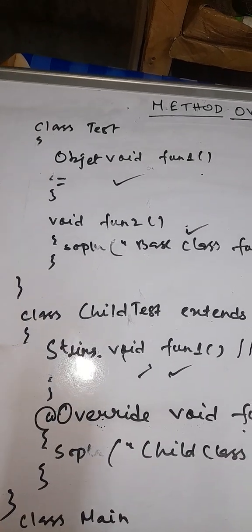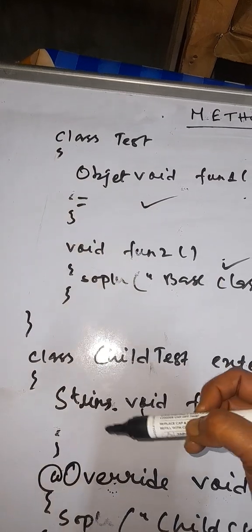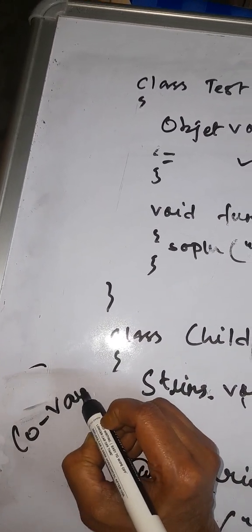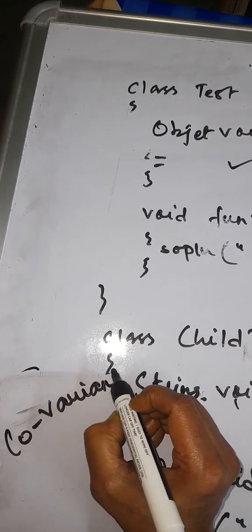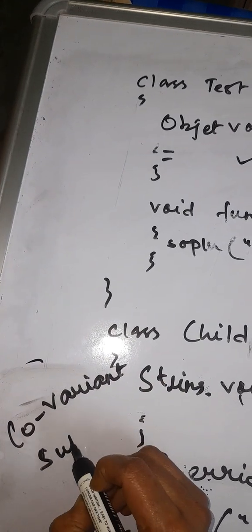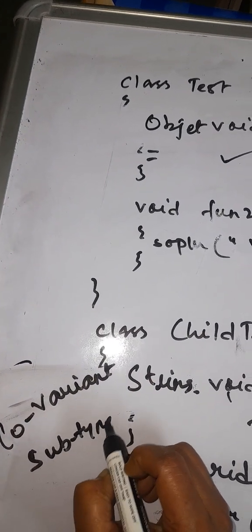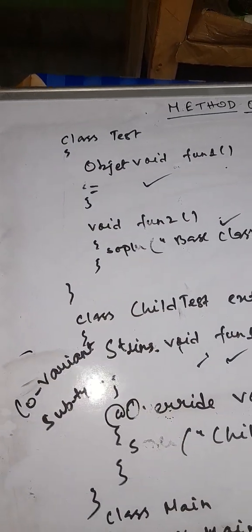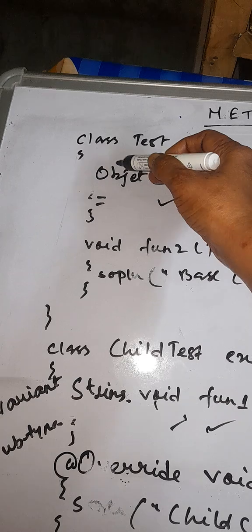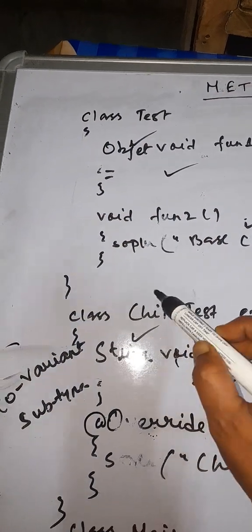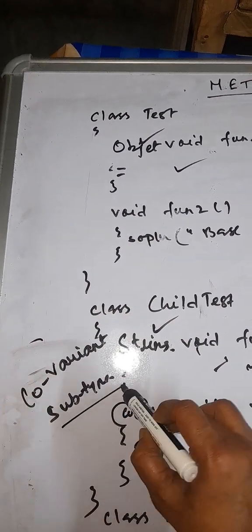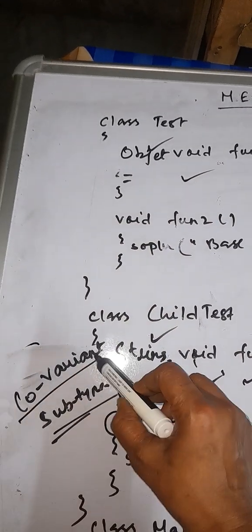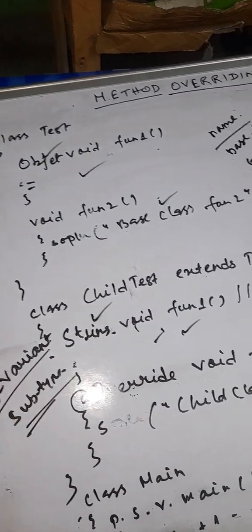You can change the return type, but it should be a subtype, or covariant. This is also very important. This is known as covariant or subtype. Otherwise you can't change the return type. It's not possible that this one is void and this one is integer. If your return type is Object, you can change it to String. So what is this? This is the subtype, because String is also a type of Object. This is known as covariant, and this return type is possible.